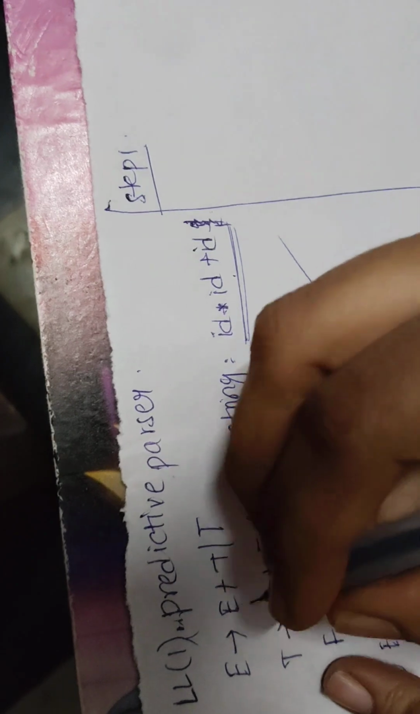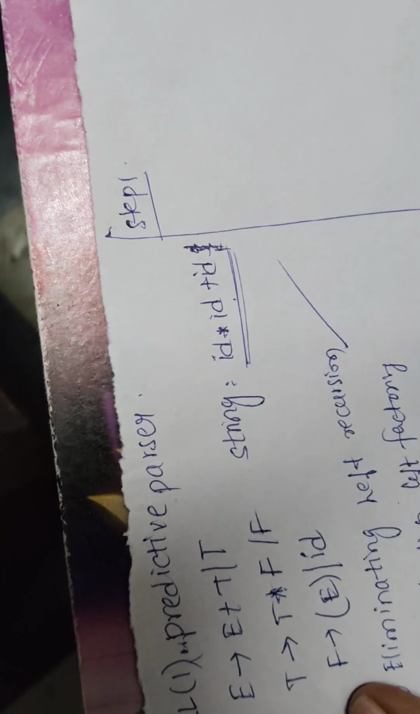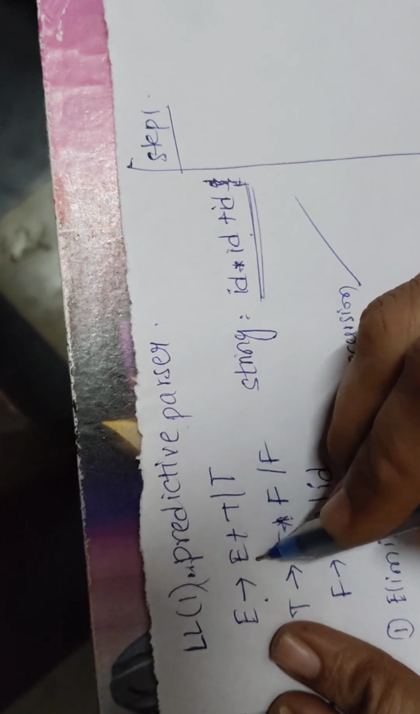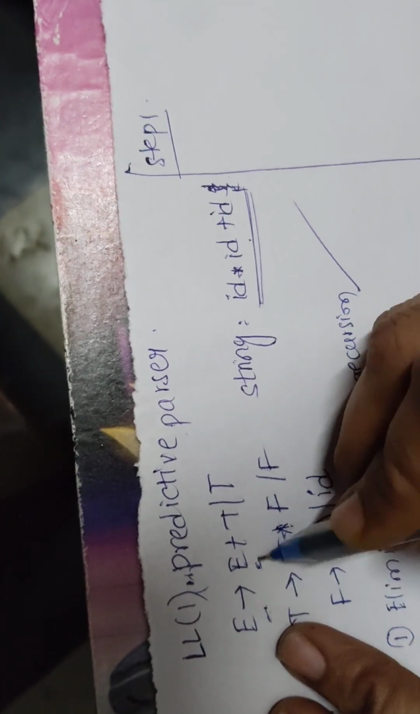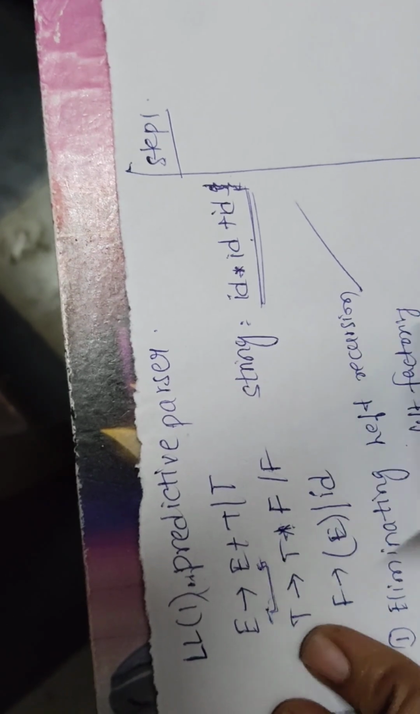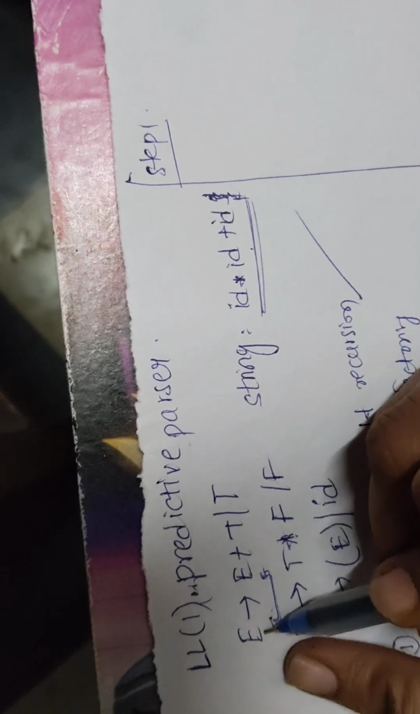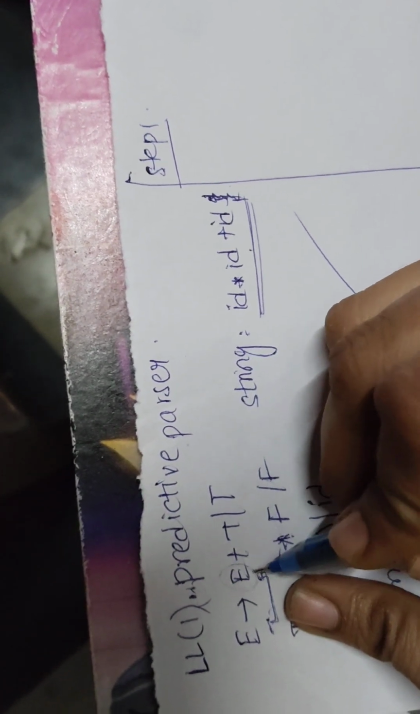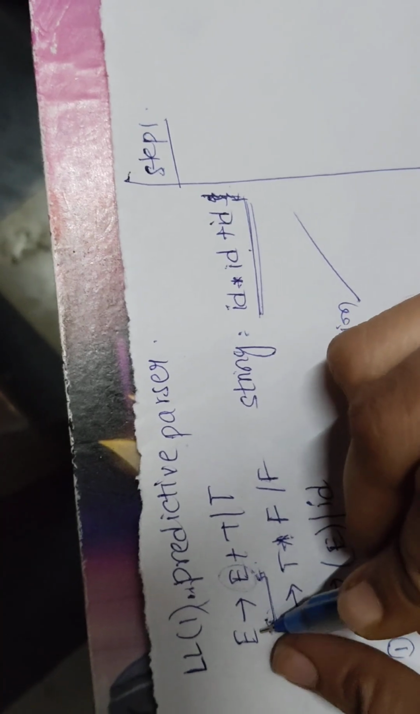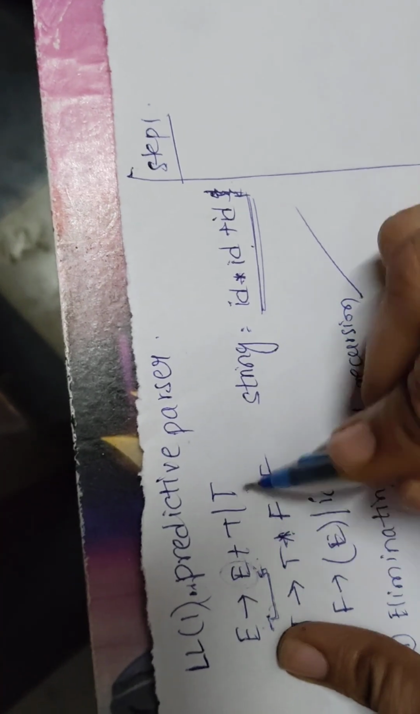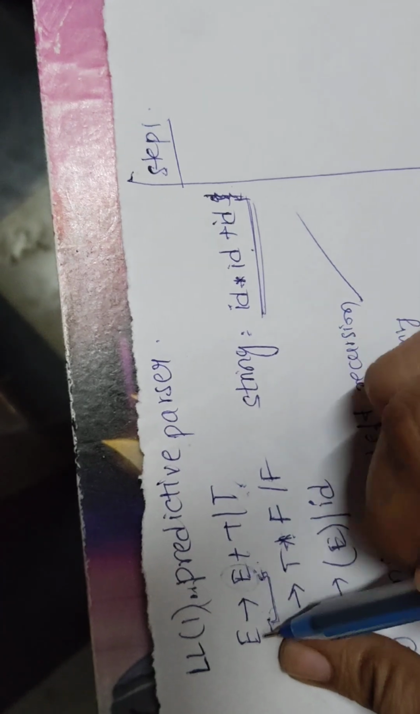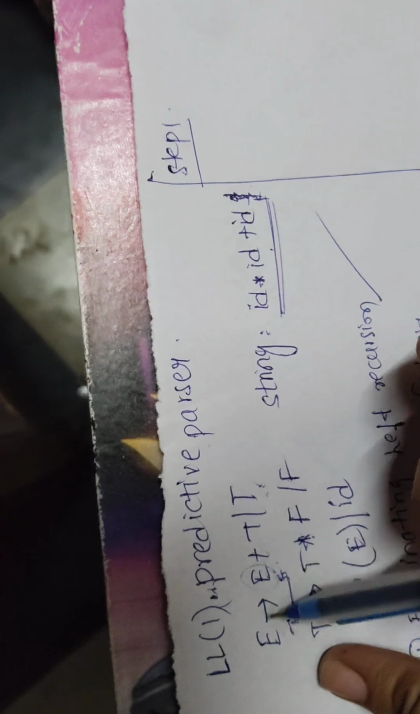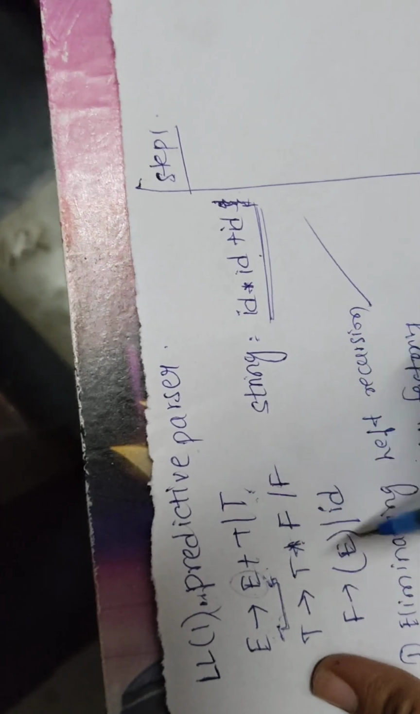Eliminating left recursion. You have left recursion in the grammar when the left side element and the first element on the right side are the same. See, the left side element and the leftmost element on the right side are the same. If both are the same, then we can say it has left recursion.